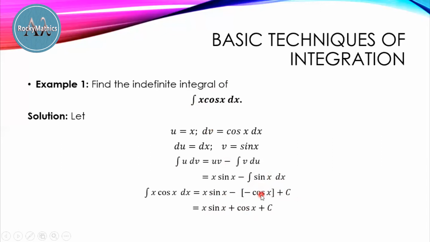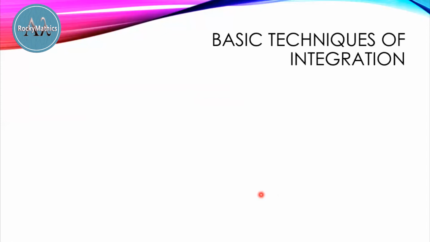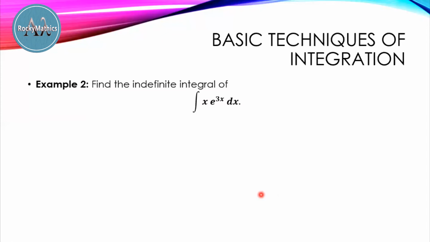Okay, so we are done with the first example. We move on to the second example. So example 2, find the indefinite integral that is given by integral of x times e raised to 3x dx.